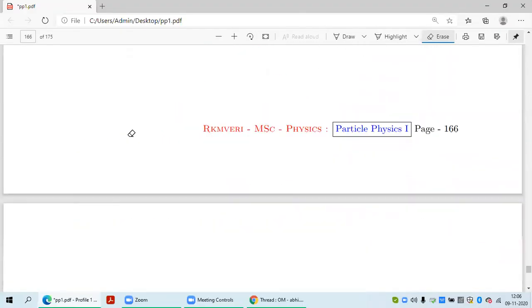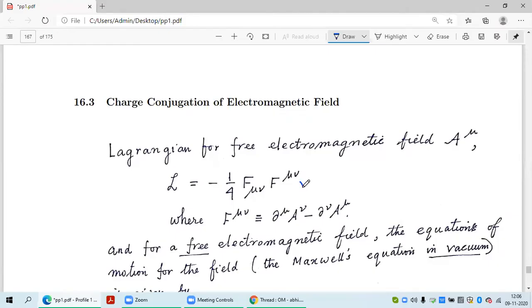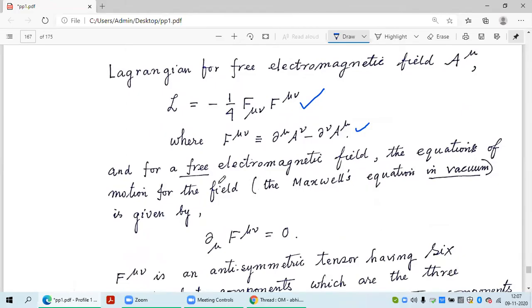Okay, now come to the third part, which is the charge conjugation of the electromagnetic field. We have done charge conjugation of the real scalar field, complex scalar field, Dirac field, now the electromagnetic field. You see, the Lagrangian for this electromagnetic field is this, the free Lagrangian. The equations of motion of the field are these. These are Maxwell's equations in vacuum, because this is a free field. It is not interacting with any charges.